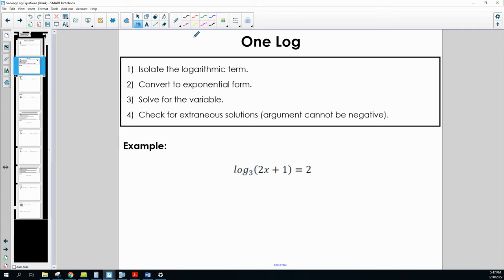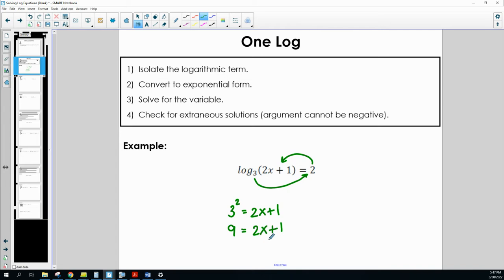If we look at the example we have here, we can see log base 3 of 2x plus 1 equals 2. The log is already isolated, so we don't need to do anything there. So we're going to convert it to exponential form. Remember that we convert it to exponential form by changing it. So we have 3 to the second power is equal to 2x plus 1. 3 to the second power is just 9, so 9 equals 2x plus 1.